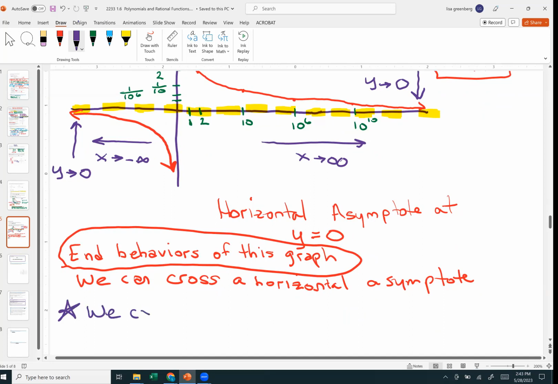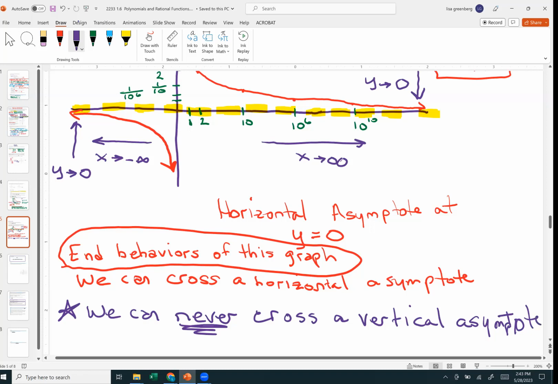We can never cross a vertical asymptote, because to cross a vertical asymptote would mean our denominator equals 0.